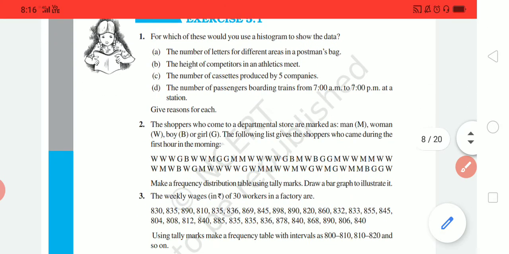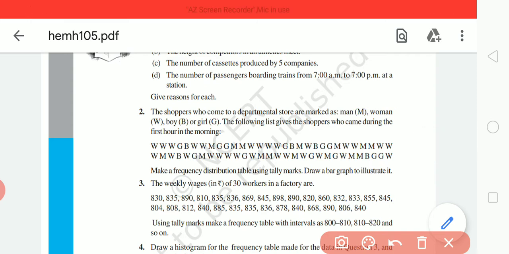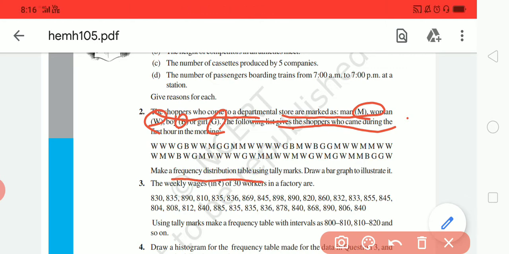Now come to question number 2. Here you have been given the shoppers who come to a departmental store, marked M for man, W for woman, B for boy, and G for girl, and you have been given some data downwards. Make the frequency distribution table using tally marks and draw a bar graph, right? So I hope you can draw the bar graph because you have studied about bar graphs in 7th class.